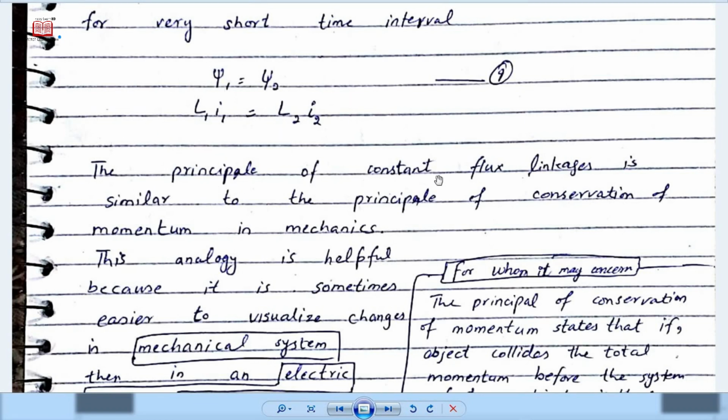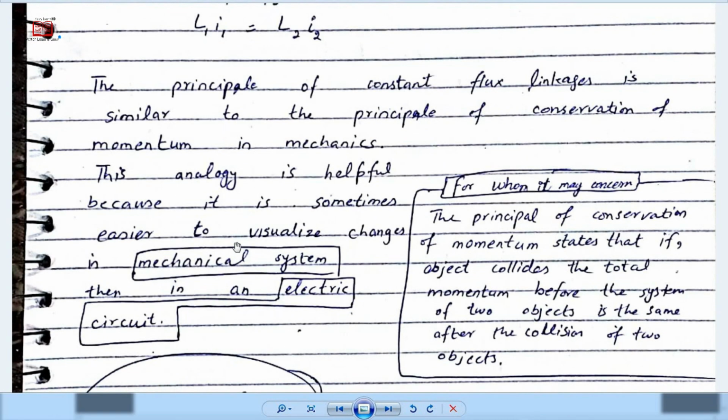The principle of constant flux linkage is similar to the principle of conservation of momentum. Constant flux linkage applies to electrical systems, while conservation of momentum is the same principle in terms of mechanics, because sometimes it is very hard for us to visualize changes in an electrical system.